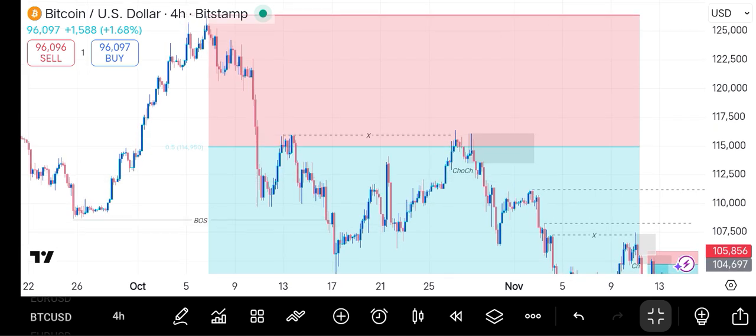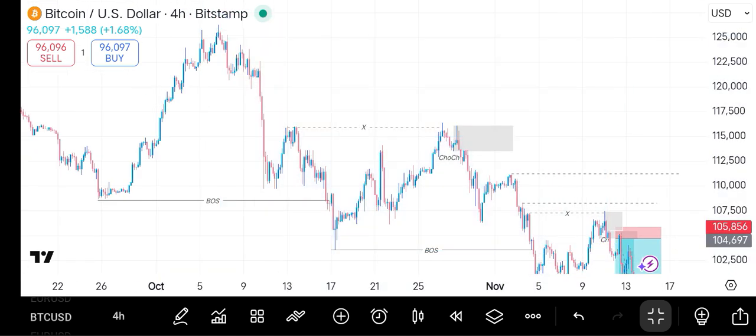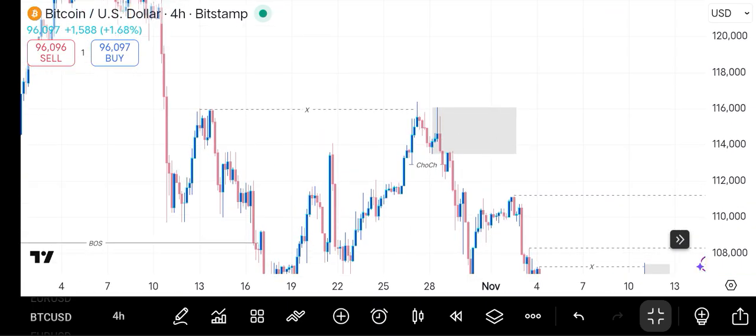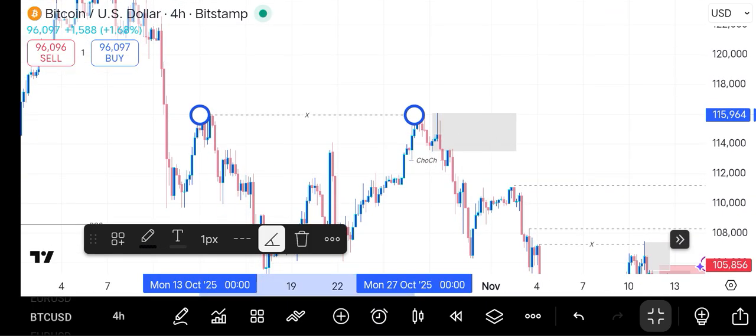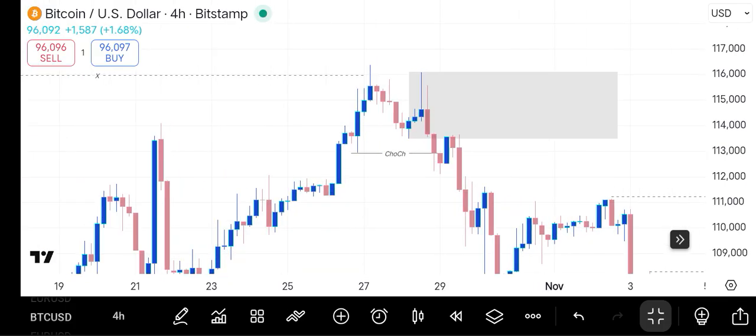Look at this, guys. That was a nice tap inside the premium. And then what do you need next? You need liquidity. This was your liquidity high. What do you need next after the liquidity? You need a change of character. You got the change of character back here.